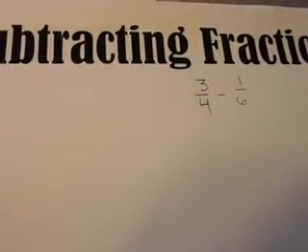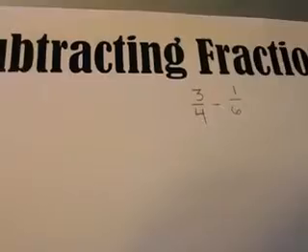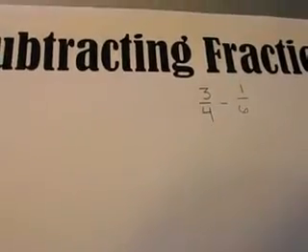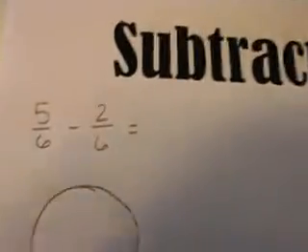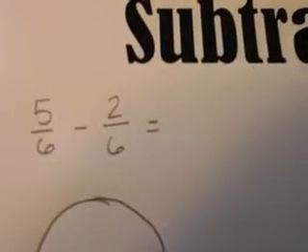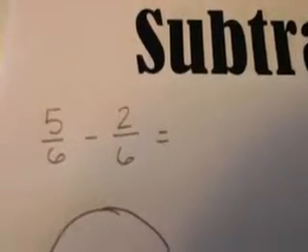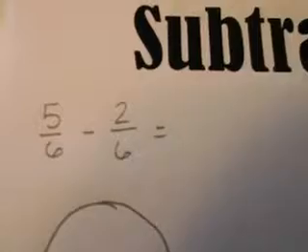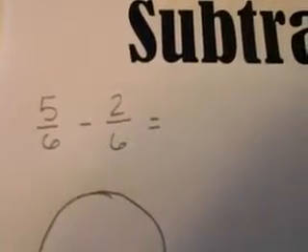Hello again. Today we're going to be talking about subtracting two different types of fraction problems. The first type is when we have like or common denominators, meaning we have the same number in the denominator. The second type is unlike denominators, where we do not have the same number in the denominator. We follow the same steps, but when you have an unlike denominator, you have to do a little bit extra work.